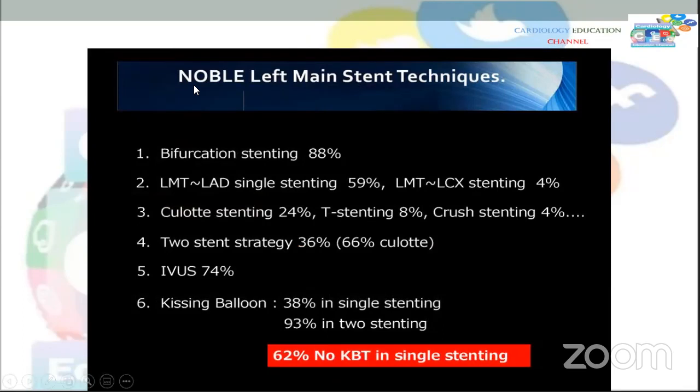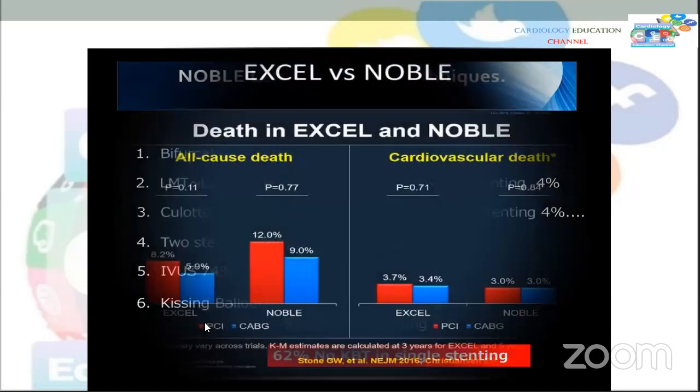I want to tell you about the Noble left main stenting techniques. Bifurcations were 88% of the cases, left main to LAD single stent 60% of the cases, left main to LCX 4% of the cases. Culotte technique for bifurcation 2 stent strategy was used in 24% of the 36% of the patients that needed a 2 stent strategy. Culotte technique represented 2/3 of all patients that underwent a 2 stent strategy. The DK crush or the crush was only 4% of the cases. IVUS was used in 74% of the patients in the Noble and in 80% of the patients in the Excel, and the kissing balloon was achieved in 93% in the 2 stent technique in the Noble.